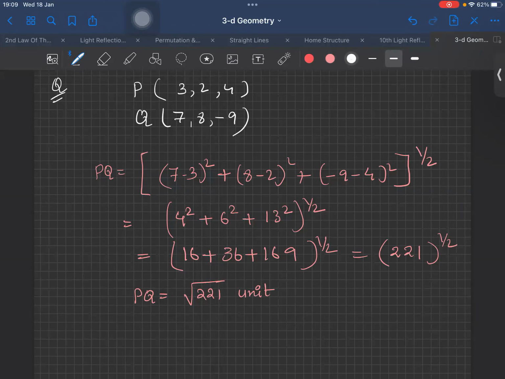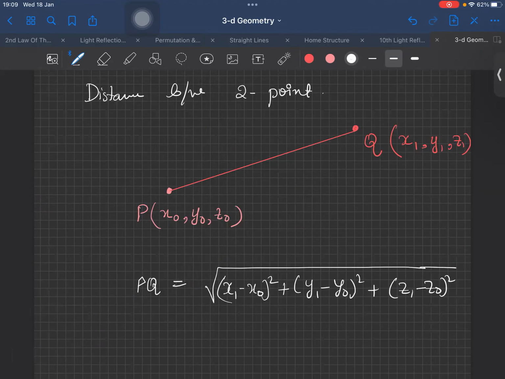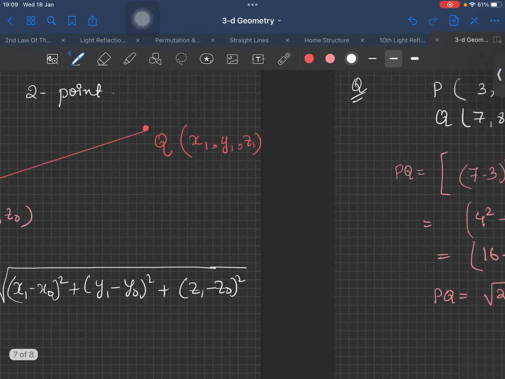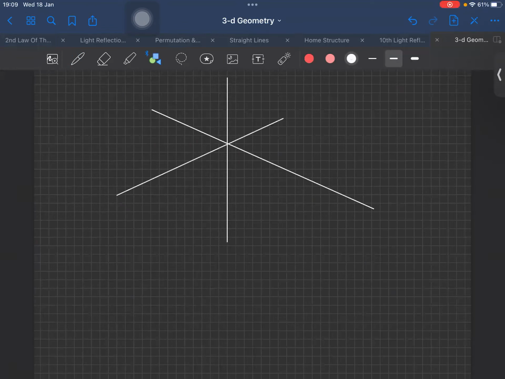But how do we prove it? How do we prove that it is the square of the difference between the coordinates? Well, again, let's make the plane. Let's go through the plane. Okay, so this is, let's say, y, x, z.